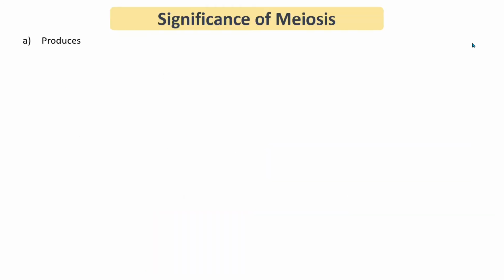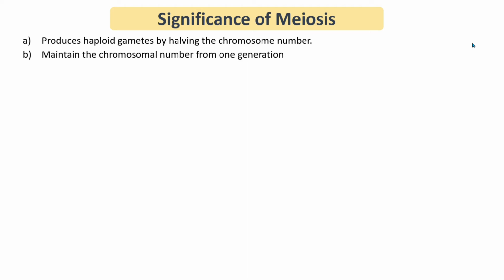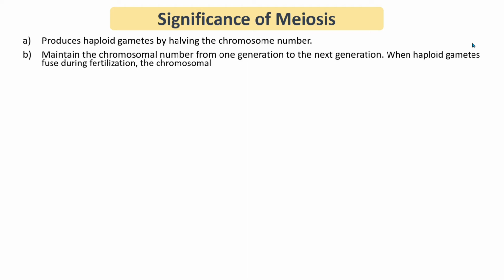The significance or importance of meiosis are: meiosis produces haploid gametes by halving the chromosome number. Meiosis maintains the chromosomal number from one generation to the next generation. Because when haploid gametes fuse during fertilization, the chromosomal number in the diploid zygote is always similar to the diploid parental cell.